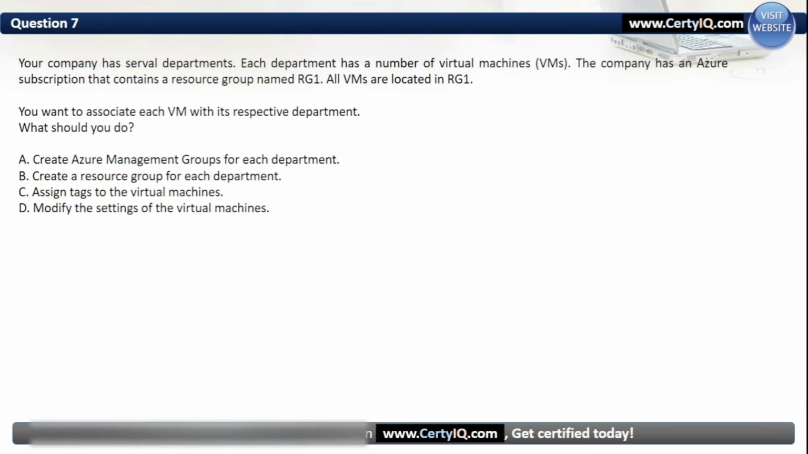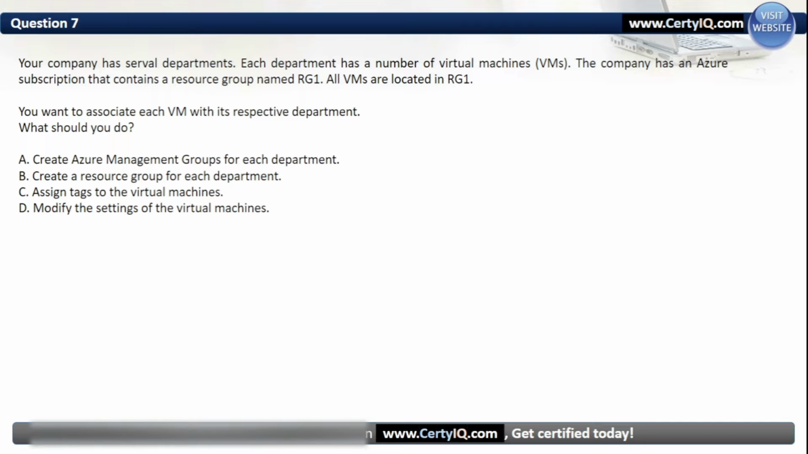Question 7. Your company has several departments. Each department has a number of virtual machines. The company has an Azure subscription that contains a resource group named RG1. All virtual machines are located in RG1. You want to associate each virtual machine with its respective department. What should you do? Our options are A. Create Azure management groups for each department. B. Create a resource group for each department. C. Assign tags to the virtual machine. Or D. Modify the settings of the virtual machines.